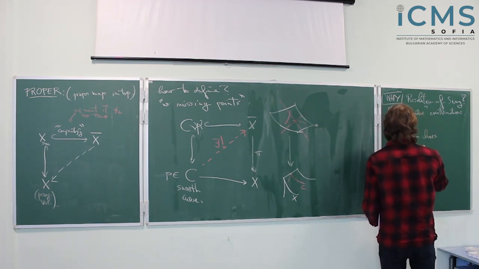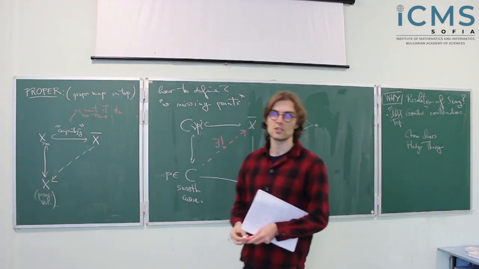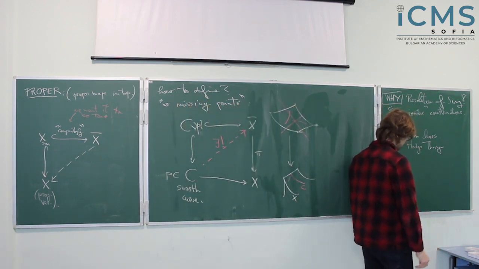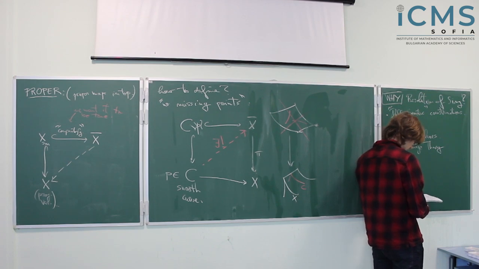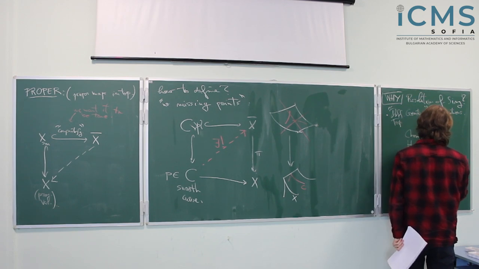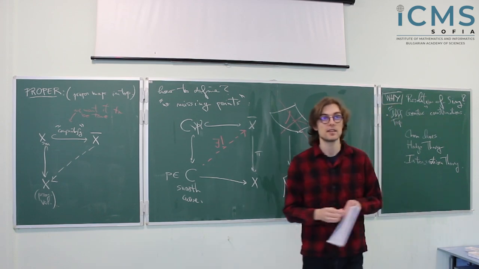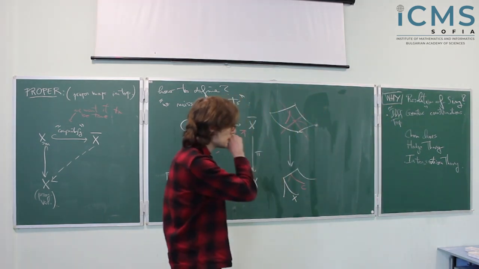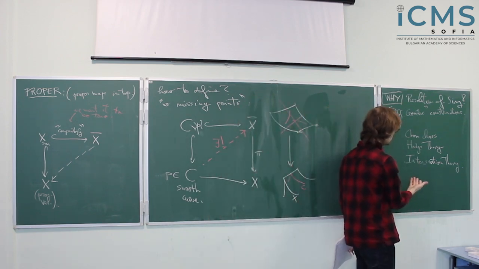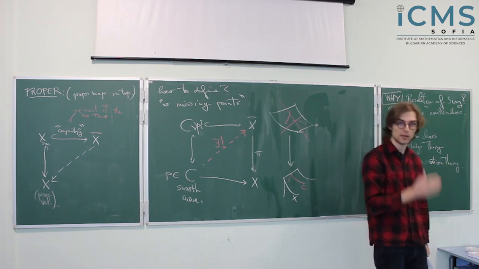Hodge theory. Anything in Hodge theory very often reduces to the smooth case. Let's see. Oh yeah, intersection theory. For instance, one of the very important studies, even beyond geometry, in Diophantine geometry, is trying to study intersection theory on a smooth surface.